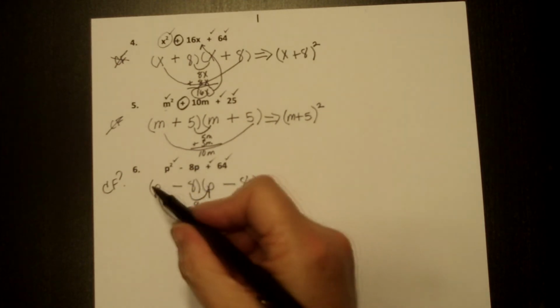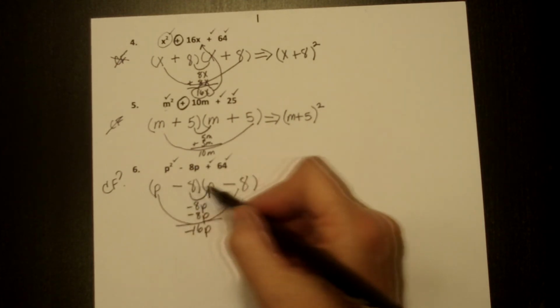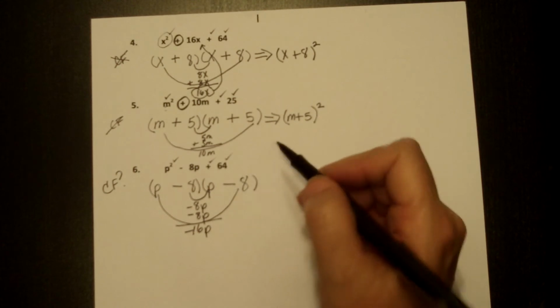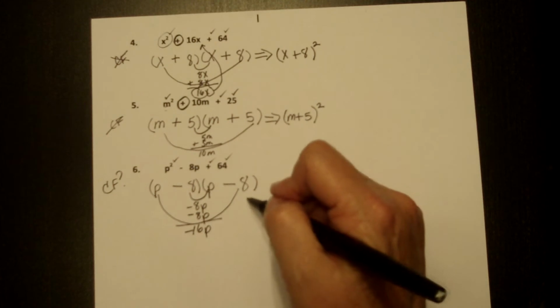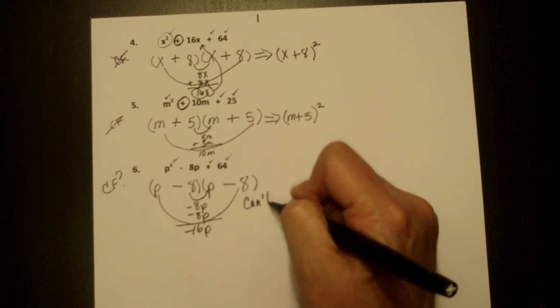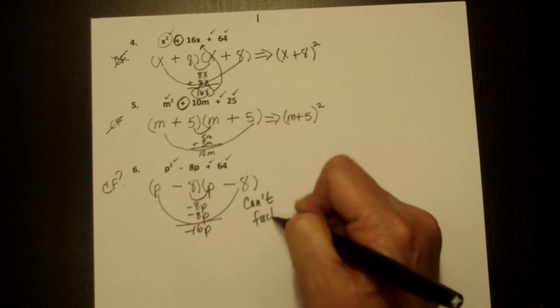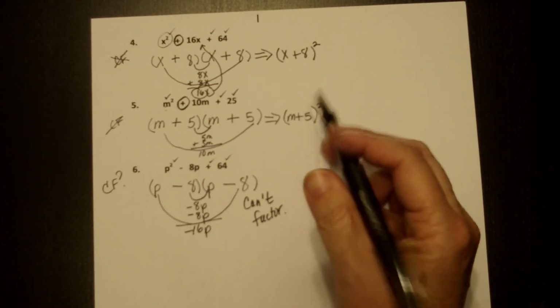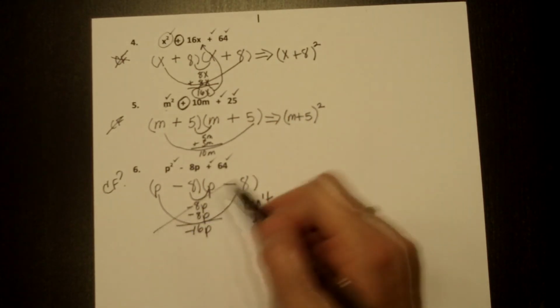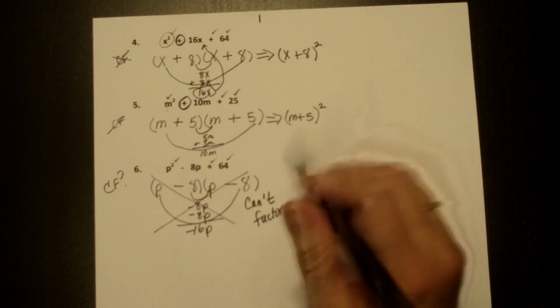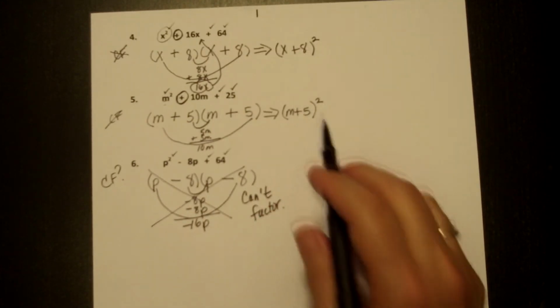Therefore, I cannot factor this like this. There may be another way to factor it, but I haven't taught that yet. So right now, we're just going to say can't factor. Okay, so we haven't gone over any other methods. So right now, we'll just say you can't factor. So you can just actually X that out and write can't factor.